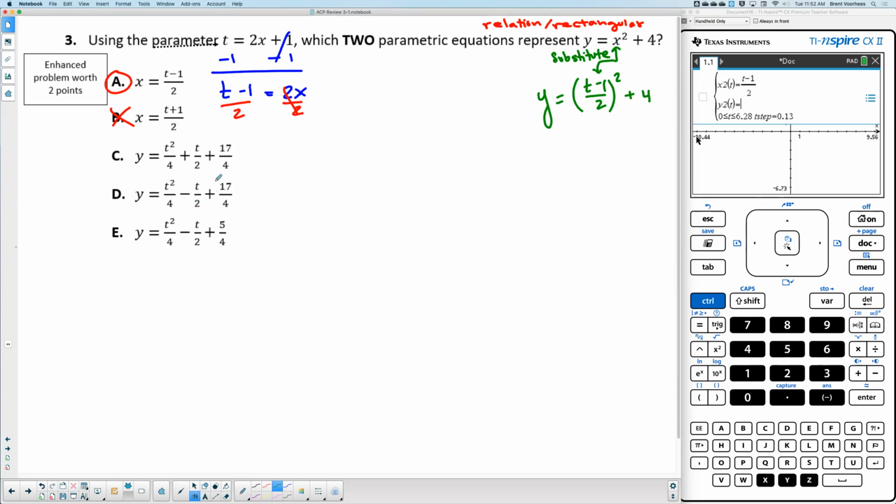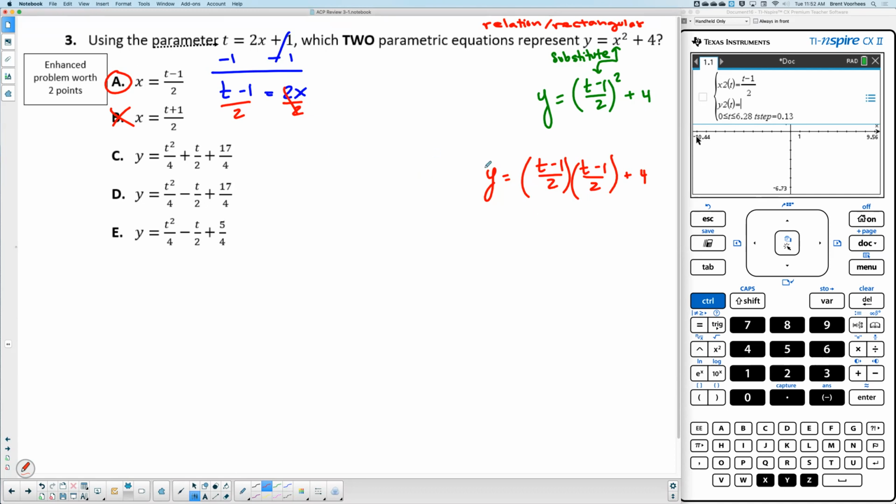Whatever the simplified version of this is, is the correct answer. Squared means you multiply it times itself, so I'm just going to write that parenthesis twice: (t minus 1) over 2 times (t minus 1) over 2, plus 4.